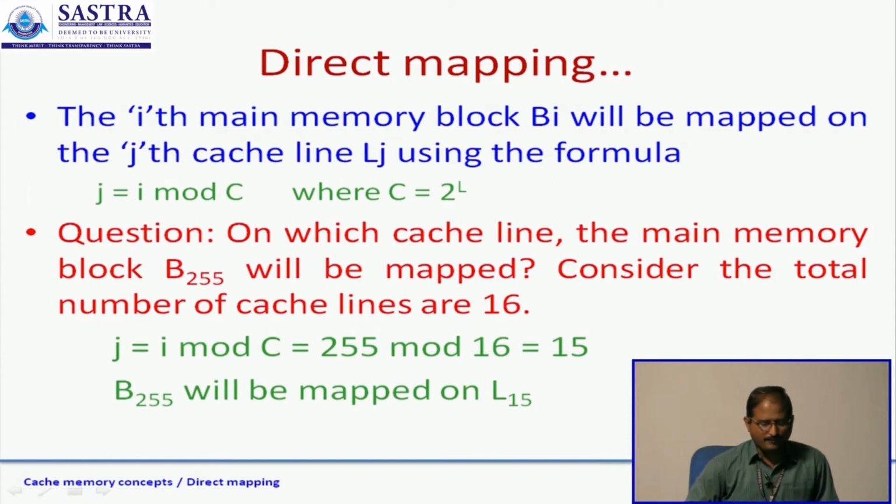We have the formula J equal to I mod C. I is our main memory block number, that one is 255. C is the total number of lines available in our cache, that one is given as 16. So 255 mod 16, the answer is 15. So B255 will be mapped on L15. Always B255 will be mapped on L15. This is the rule in direct mapping.